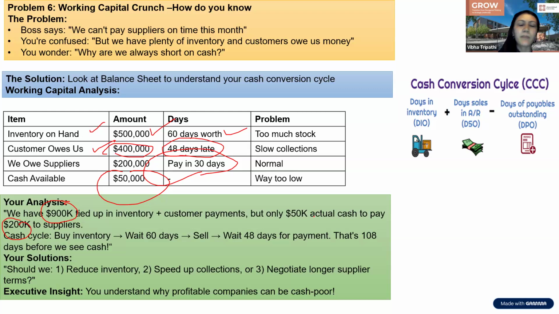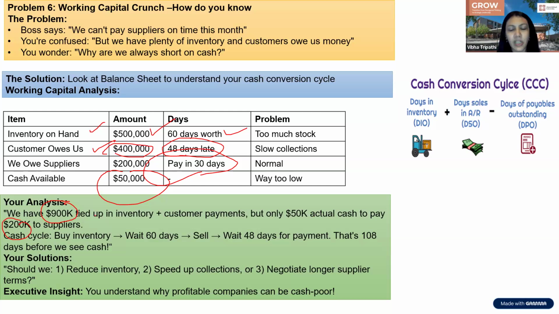And you are saying we will pay back in 30 days to the suppliers. Now, what do top companies do? You take example of NVIDIA, or you take example of companies like HUL, or take examples of TCS. They are the companies who negotiate with their suppliers. And that means your solution has to be speed up the collections.